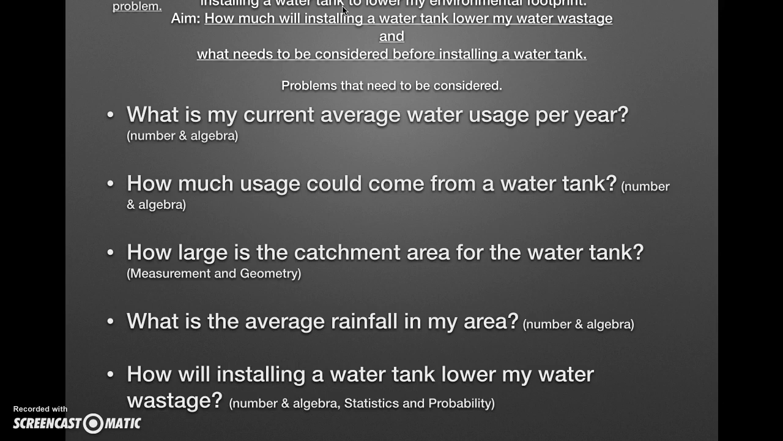Aim: How much will installing a water tank lower my water wastage, and what needs to be considered before installing a water tank? Problems that need to be considered. What is my current average water usage per year? How much usage could come from a water tank? How large is the catchment area for the water tank? What is the average rainfall in my area? How will installing a water tank lower my water wastage?